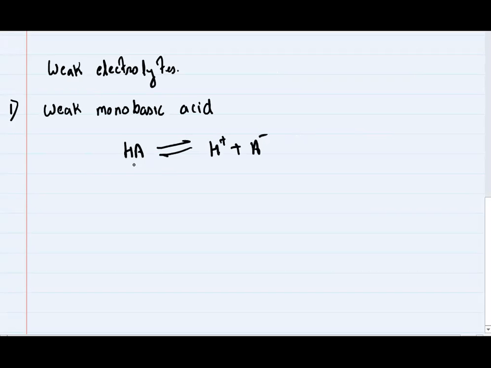So initially it is C, 0, 0. Use the concept of chemical equilibrium. If the degree of dissociation is alpha, then at equilibrium we'll have C minus C alpha, C alpha, C alpha. Now, according to definition, Kc, which is equal to Ka here, because it is an acid.